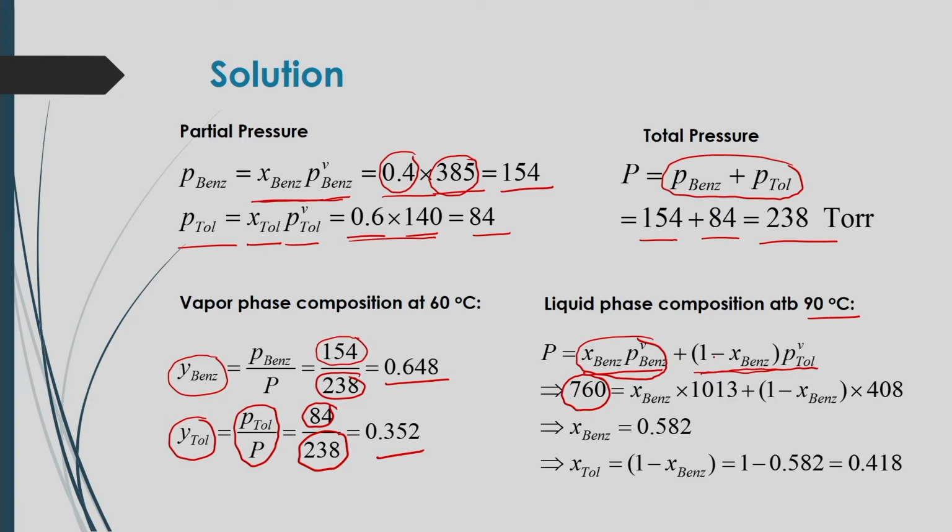So, this 760, and also the vapor pressures at this temperature are given. If you substitute those vapor pressures, the composition of benzene is not known to you. So, finally, from this equation you can calculate the mole fraction of benzene in the liquid at that particular temperature, 90 degree Celsius. Similarly, X toluene, that means the mole fraction of toluene, can also be calculated from this equation. So, it is finally coming that the mole fraction of benzene is 58.2%, whereas the mole fraction of toluene is 41.8%.